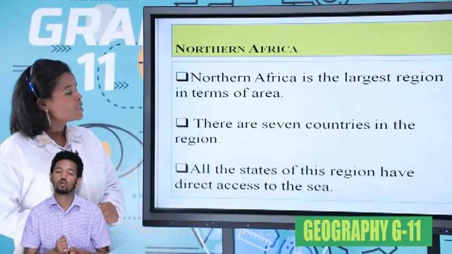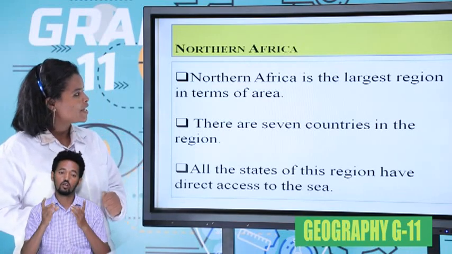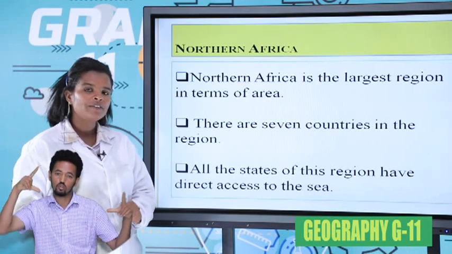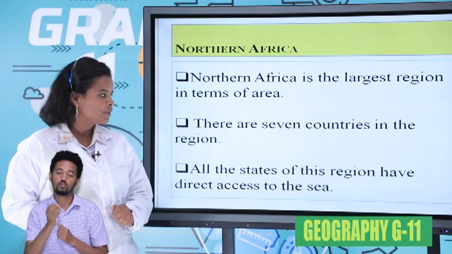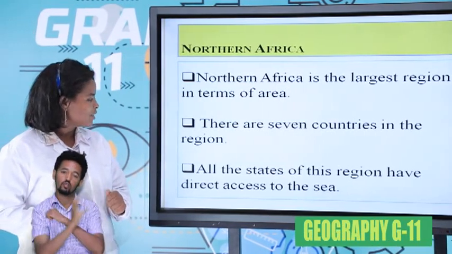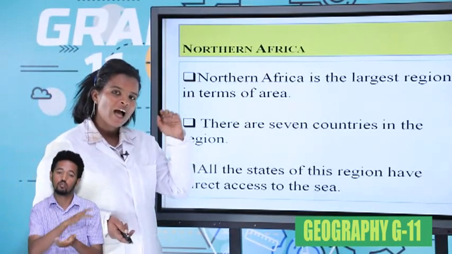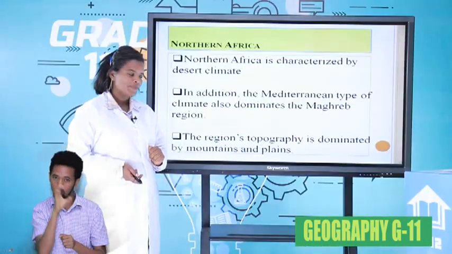When you say the Northern Africa region, Northern Africa is the largest region in terms of area. There are 7 countries in this region. All the states of this region have direct access to the sea.